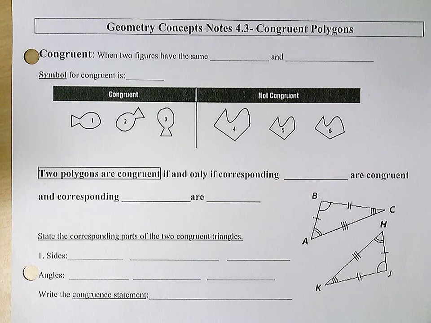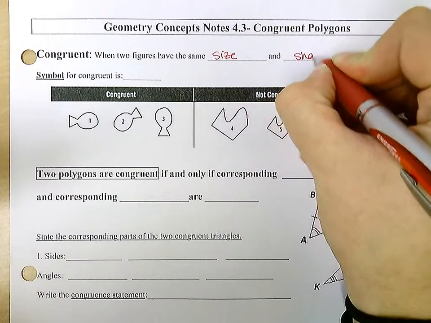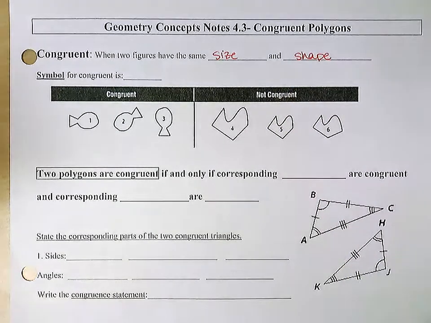Question 3, and we're looking at congruent polygons. Okay, so we're looking at congruent polygons and what congruent means. Congruent means when two figures have the same size and shape. Okay, so your figure is going to have the same size and the same shape.